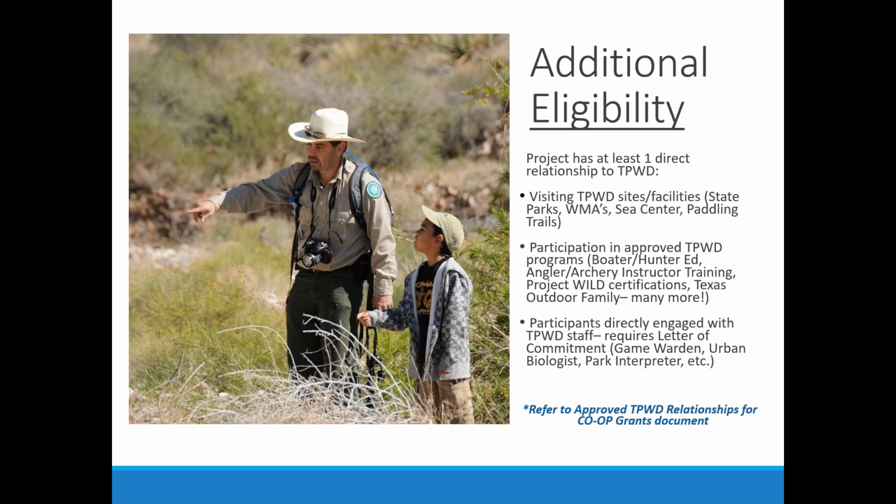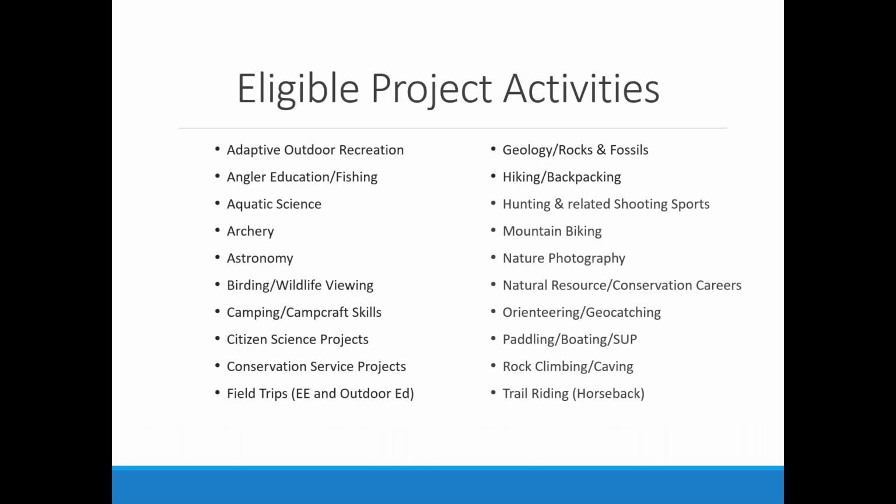And also note, if the project incorporates direct involvement with the TPWD staff, a letter of commitment is required, such as if you're asking a park interpreter, you're expecting them to do a program, which they very well may be happy to do, or you want to do a Texas outdoor family camp out, or have several sessions with a game warden. All of those require a staff member to commit to that prior to you submitting your grant award, and we require a letter. On that handout of the approved relationships, you will notice some asterisks, and if they have an asterisk next to it, that's where we're requiring that letter from the staff.